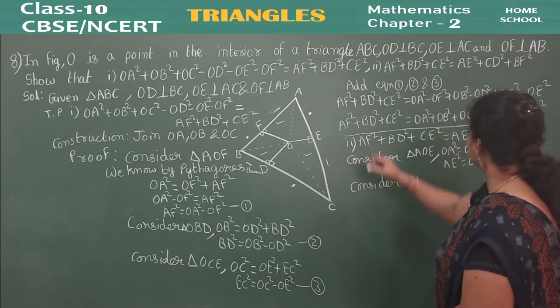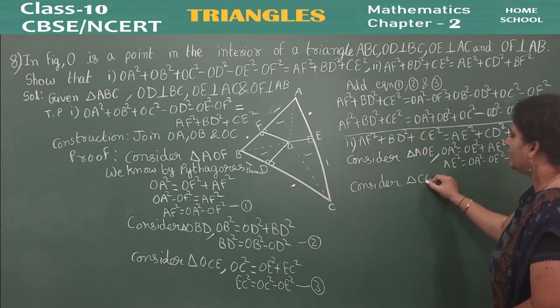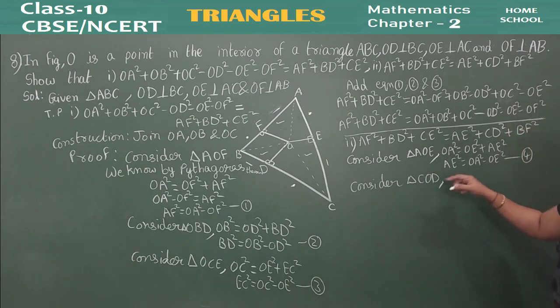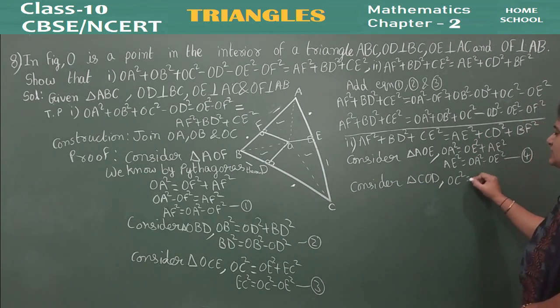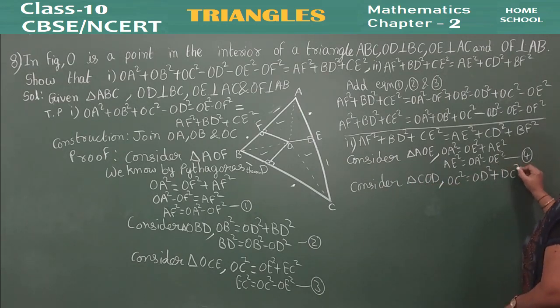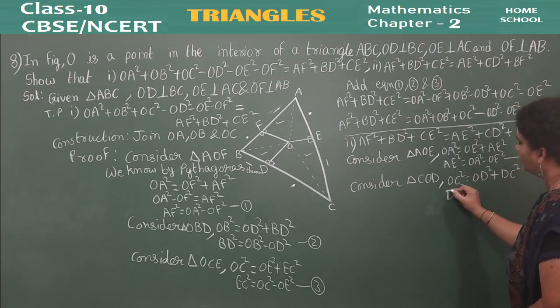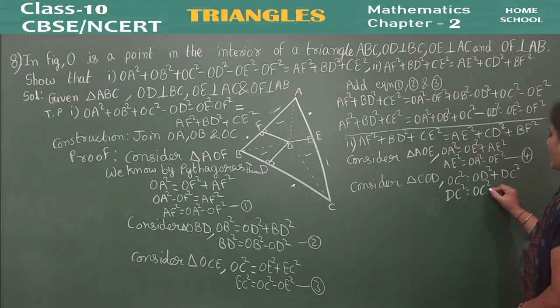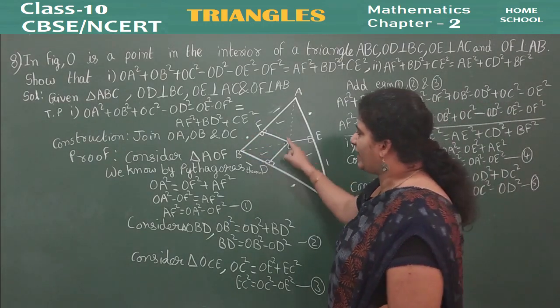Similarly, which triangle are we going to consider here? CD means consider the triangle COD, right angled at D. So the hypotenuse is OC. OC square is equal to OD square plus DC square. Rearrange this. DC square is equal to OC square minus OD square. Mark this fifth equation.